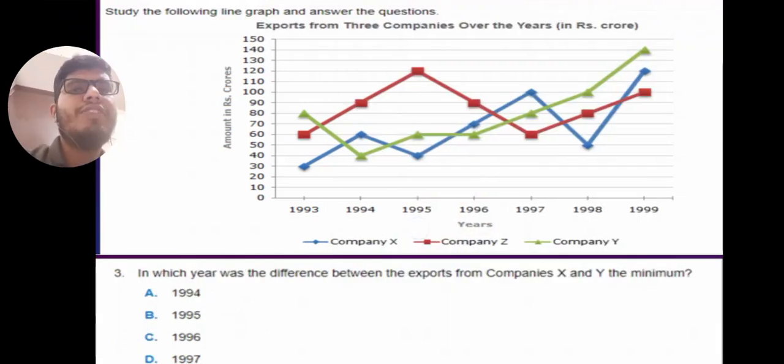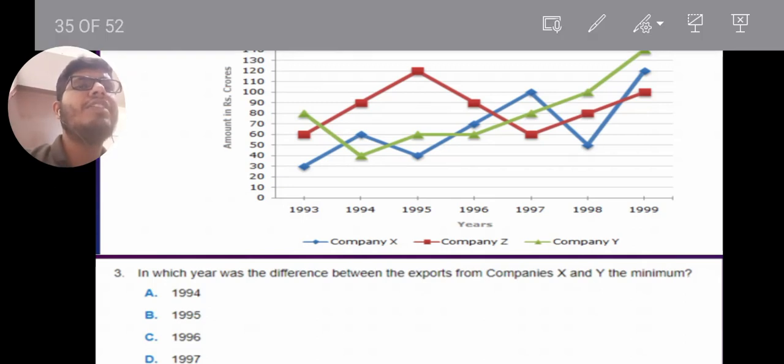Question number 3. In which year was the difference between the exports from company X and Y minimum? So in the first class, if you remember, I just told that sometimes just looking at the chart is enough. We need not go for the calculation. So this is one example. Company X indicates the blue line, company Y indicates the green line.